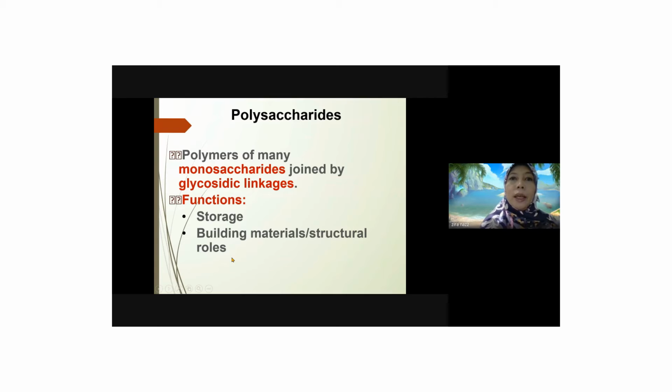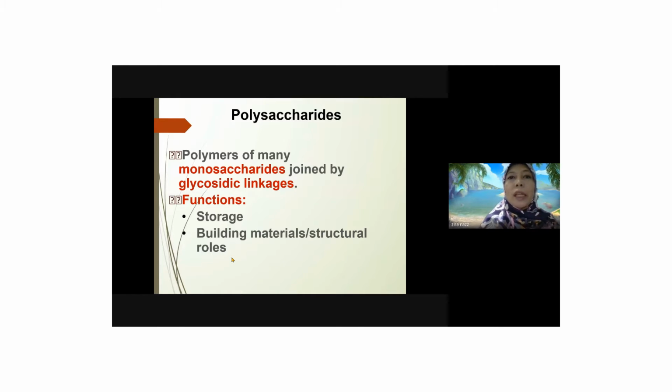Two types, actually, depends on the functions. First is the storage functions, another one is the structural functions. For the storage, name the two types of polysaccharides. What are the two types of polysaccharides for storage? First, starch. Another one, glycogen.